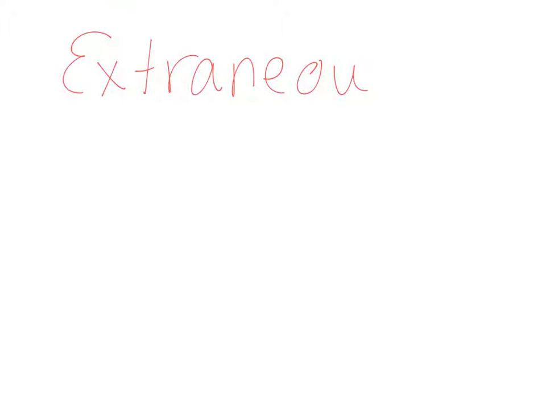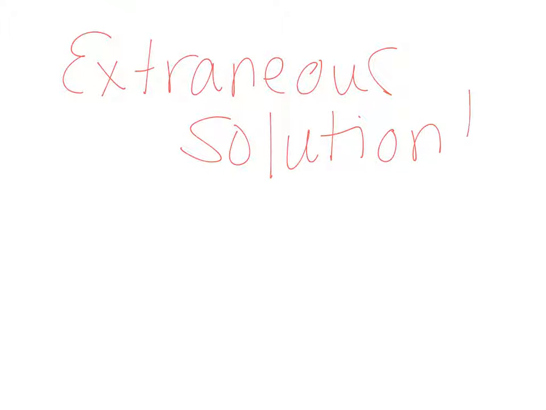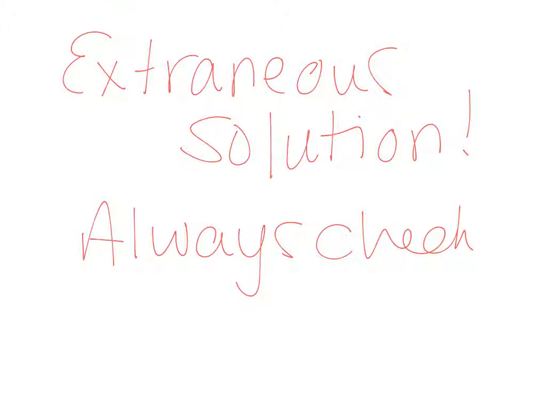This is called an extraneous solution. You must always check for extraneous solutions, especially when you're solving an equation that starts with a radical, but then ends up using a quadratic.